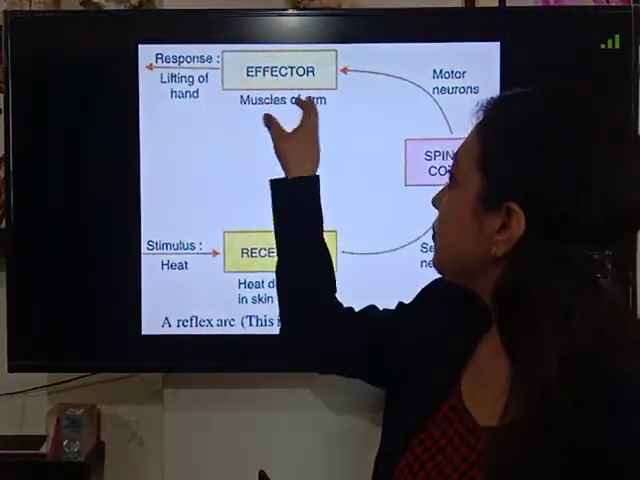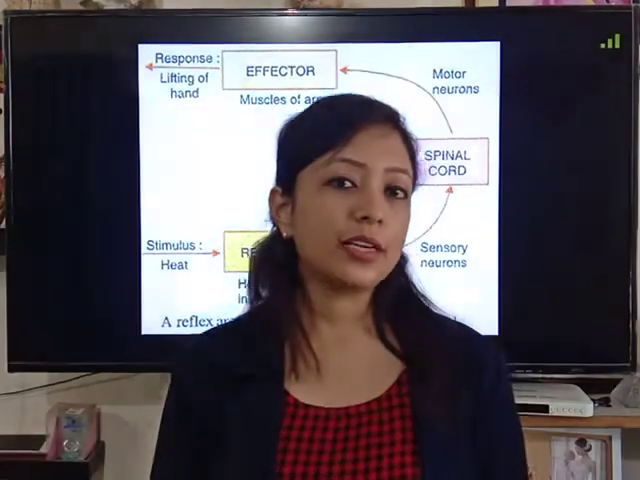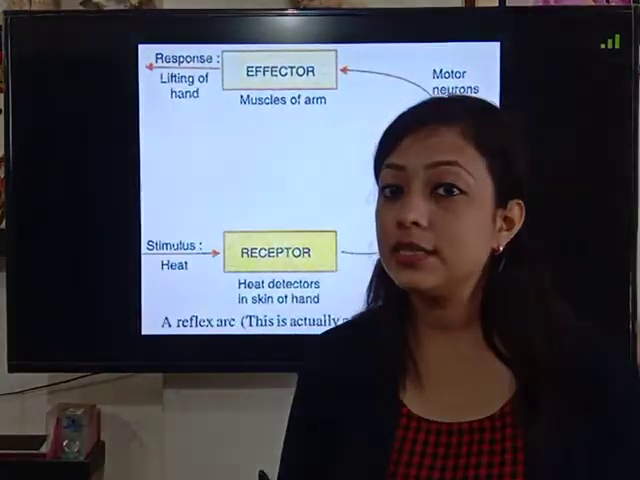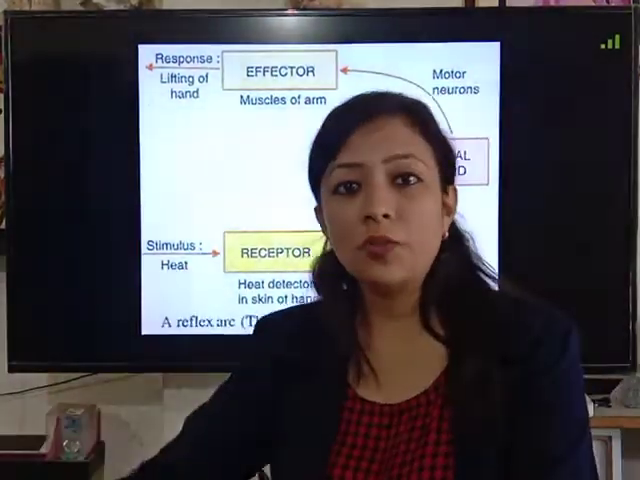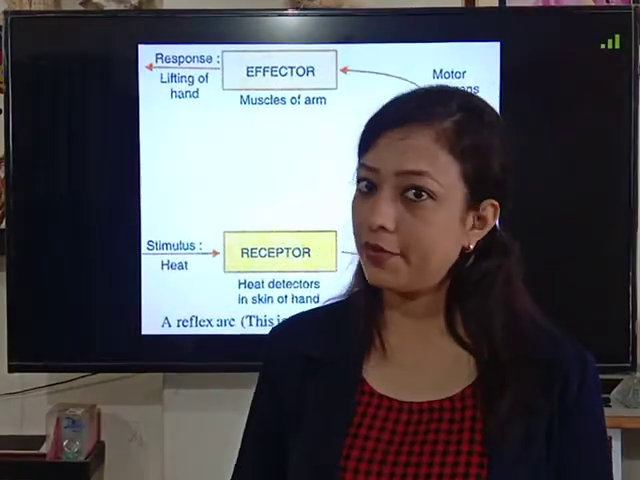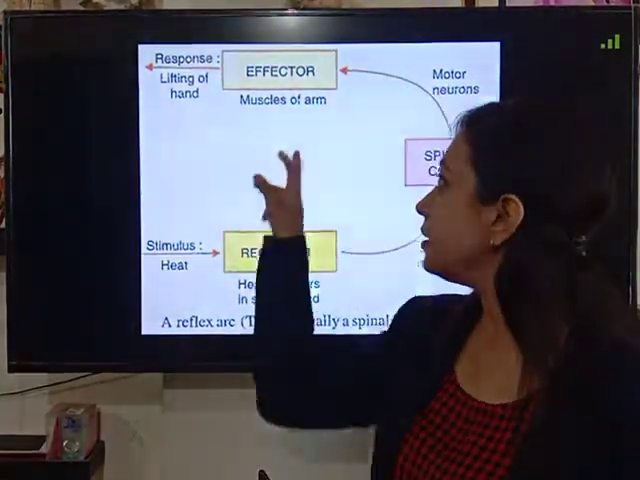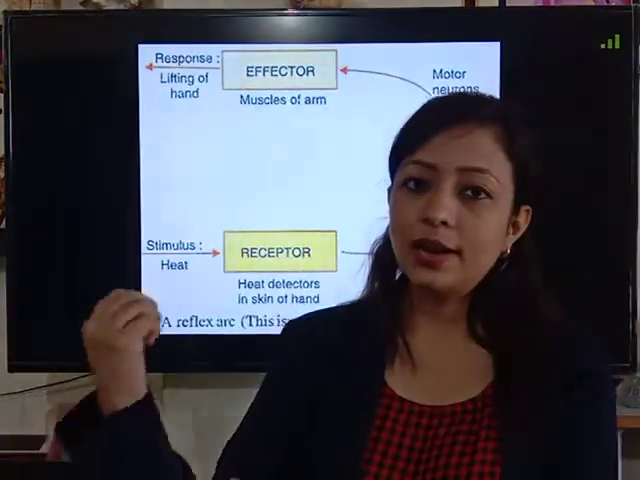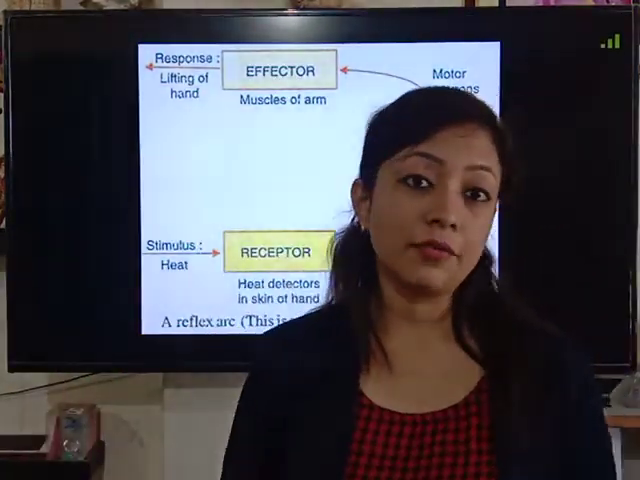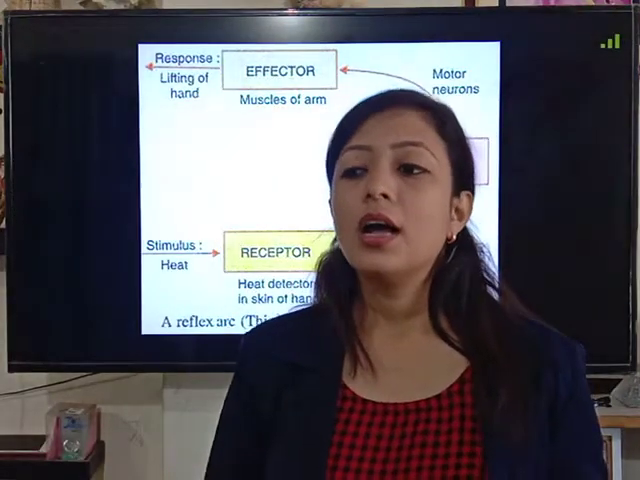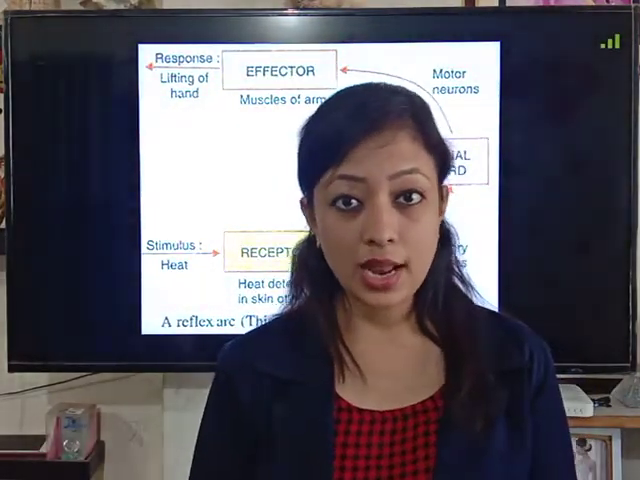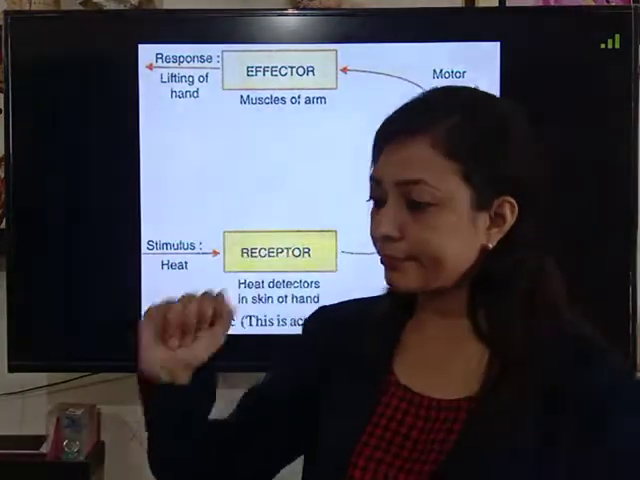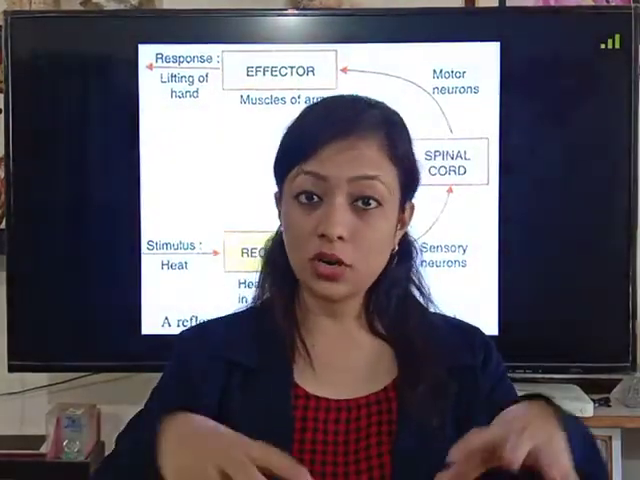Now what are these effector organs? These effector organs are nothing but the muscles or the glands which give a response to a stimulus in a reflex action. For example, as the muscles in our arm contract, our hand automatically pulls away from that hot utensil. I'll give you another example of a gland, that is the adrenal gland present on our kidney.